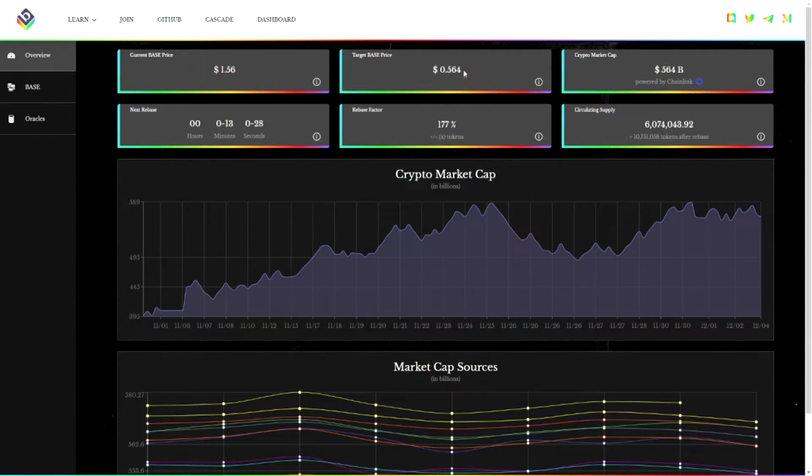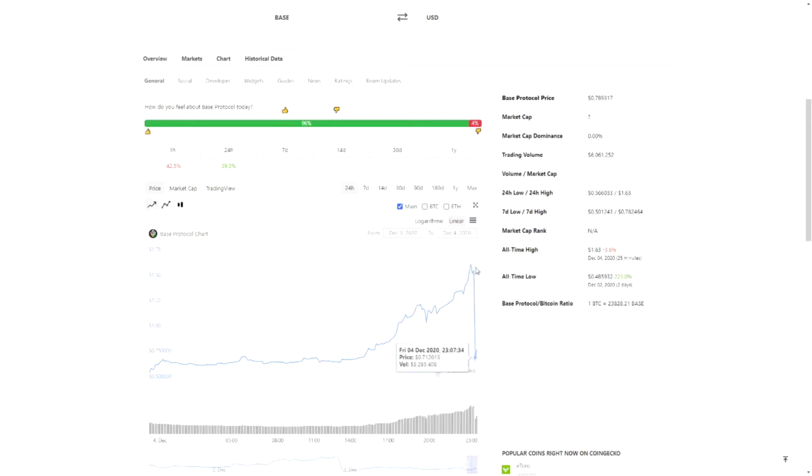The target price is therefore 0.56. Our current price is 1.56, so that means that in the next rebase in 30 minutes, the price will be corrected. This means that more tokens will be created in the rebase function, and then hopefully people will say, well, I made enough money because I just got 170% extra tokens. And this is exactly what happened.